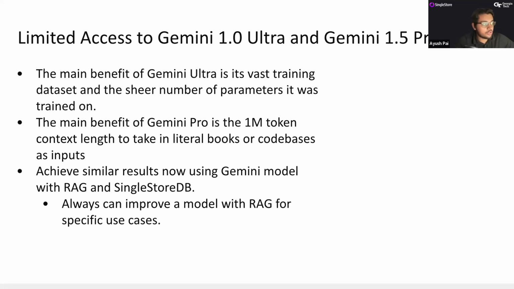And the sheer number of parameters is the pure value of the Gemini Ultra model that we see and that was released, right? That model is very big. But the main benefit of the Gemini Pro model, which is a little bit smaller, is the 1 million token context length to take in little books or code bases as inputs into prompts, right? So you can achieve similar results now using a Gemini model with RAG and SingleStore DB.